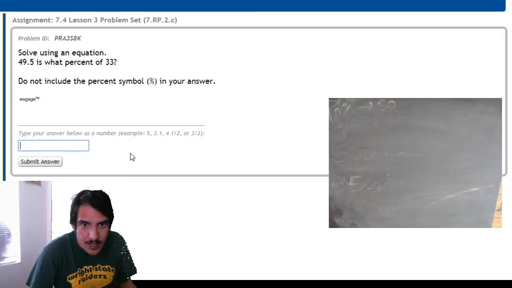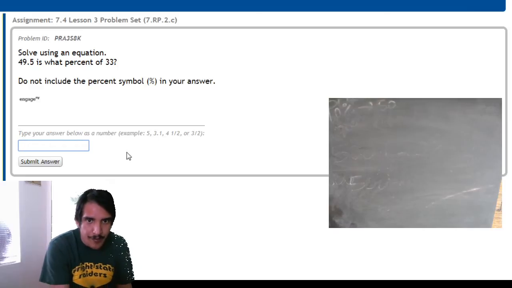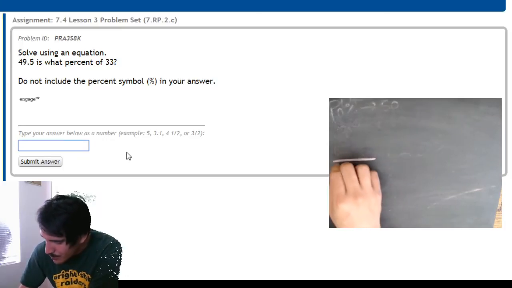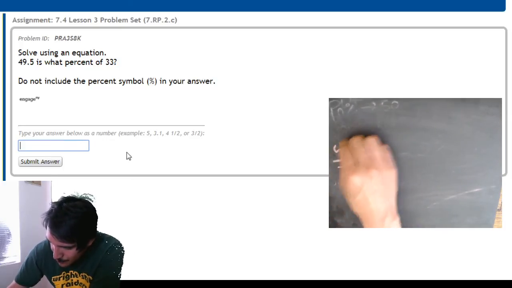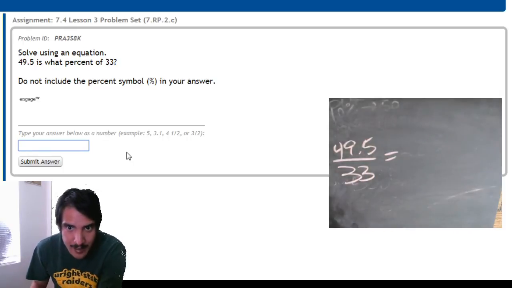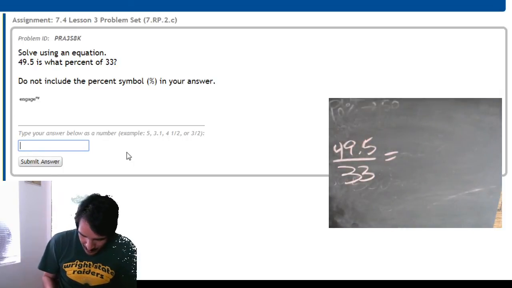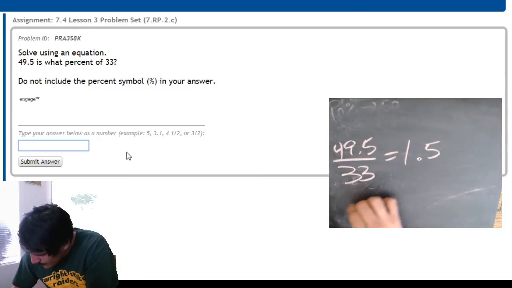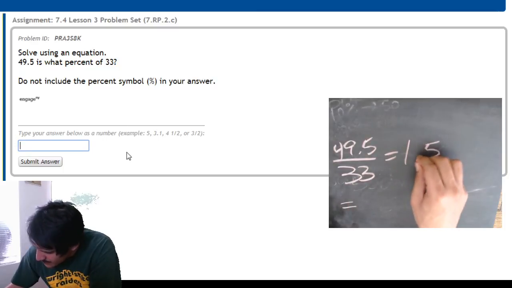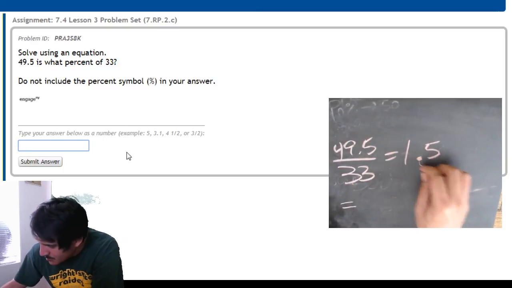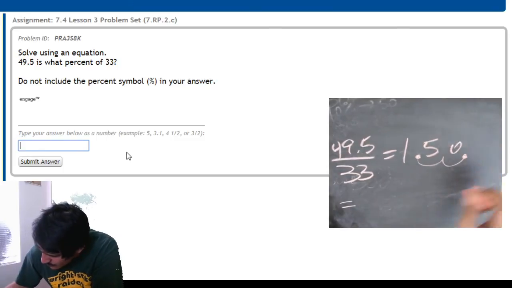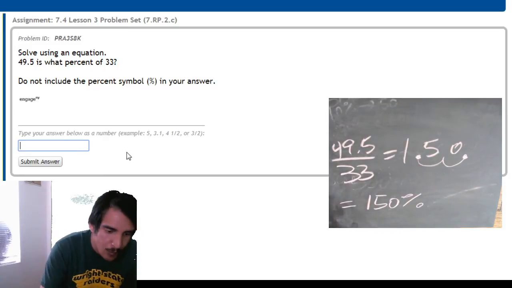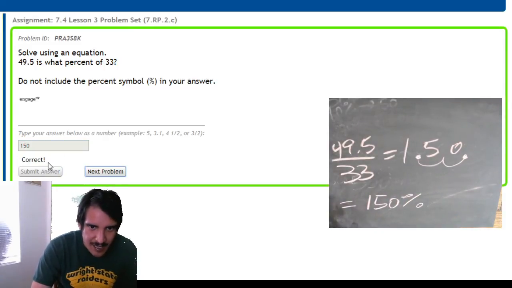So check this out. Solve using an equation. 49.5 is what percent of 33? Since you see the word of 33, that means you're going to do out of 33. So 49.5 out of 33. That equals 49.5 divided by 33 equals 1.5. This is a decimal, so to turn it to a percent, you have to do times 100, which means your actual answer is 150%. They don't want the percent sign in the answer, so you just enter the number.